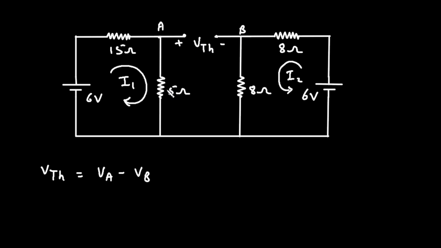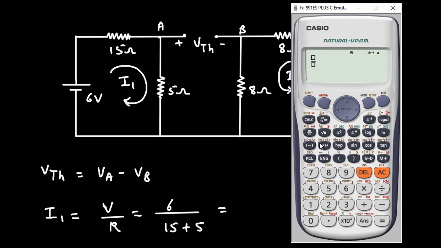So let's find the value of VA. To find VA, we need the value of I1 first. So I1 is equal to V upon R. So here the value of voltage is 6 volt and the value of resistance is 15 plus 5. So it will be 6 divided by 15 plus 5. It is 0.3 ampere.